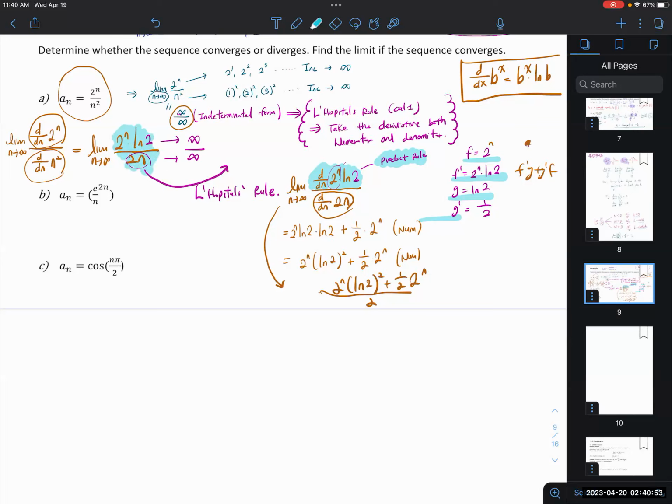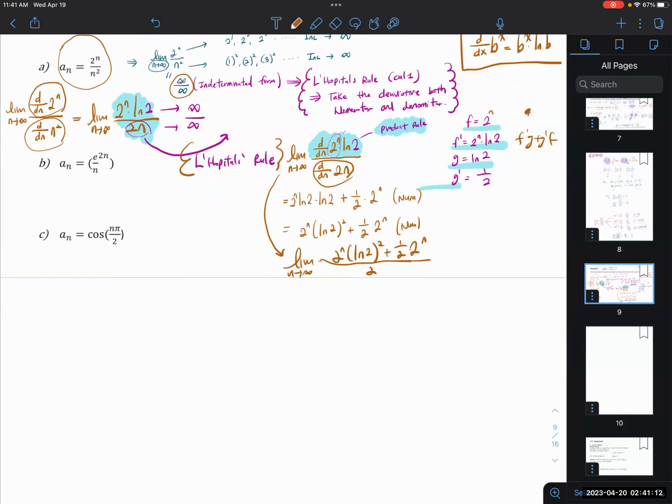Then as I increase n again, this is still infinity over infinity. So I took the second L'Hopital's rule, taking the derivative top and bottom. So we got this outcome, limit as n goes to infinity. This is the numerator and denominator. Are we okay? So now we found the limit.